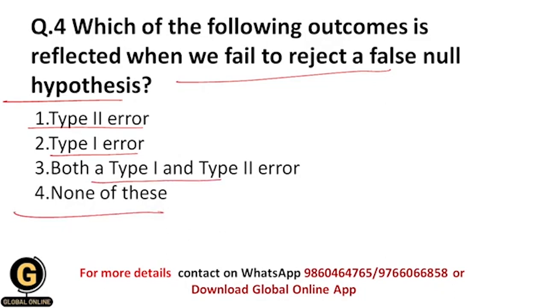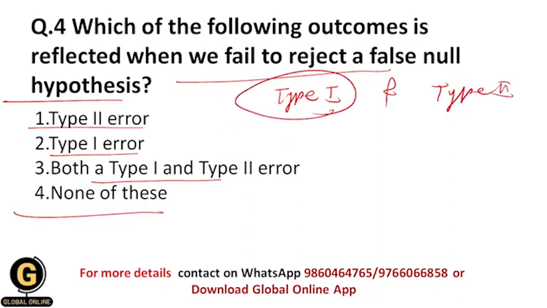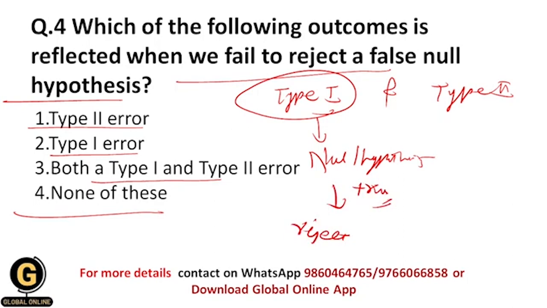So students, basically there are 2 types of errors in the whole null hypothesis testing part, and those are type 1 error and type 2 error. Within the type 1 error, when will it happen, or what is the outcome? Whenever there is a null hypothesis and you reject it though it is true, in that case type 1 error will happen.